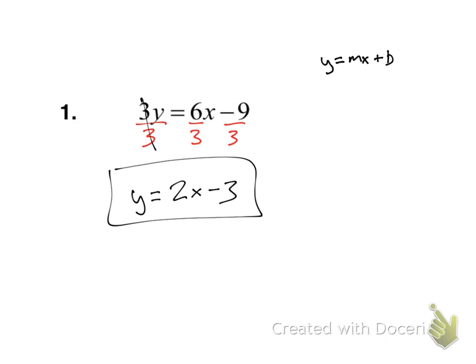There's a slope-intercept form. Now I know what the slope is. It's 2, and I also know what the y-intercept is, negative 3.